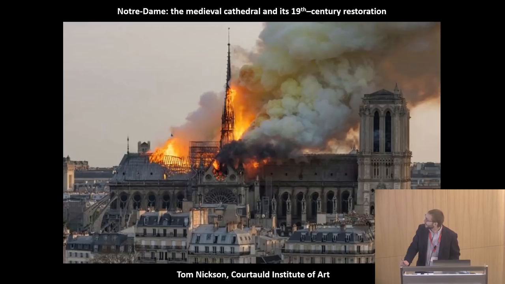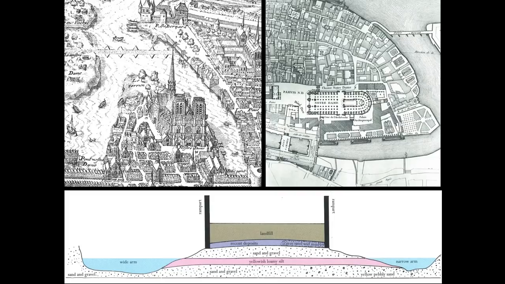So I want to just begin by setting out the site of Notre Dame, which now, if you know the site, has been largely cleared in the 19th century, but we need to understand it in its medieval context. Here I'm showing two early modern representations of the Ile de la Cité, surrounded by the river. And as you can perhaps see from this diagram at the bottom, it was frequently subject to floods.